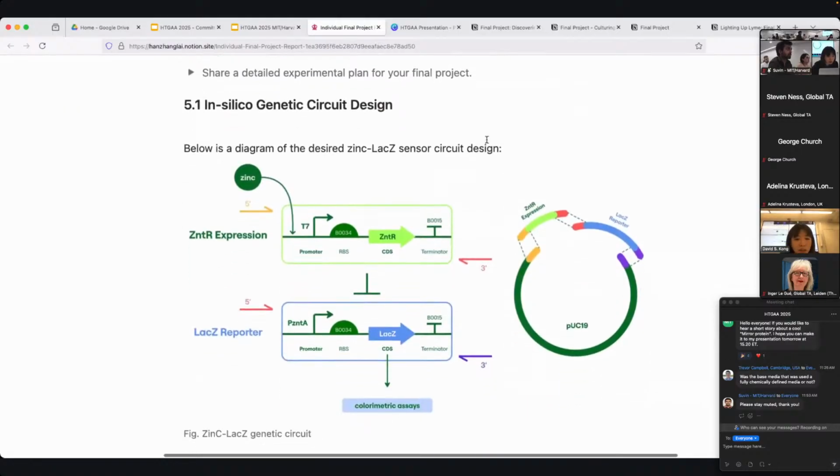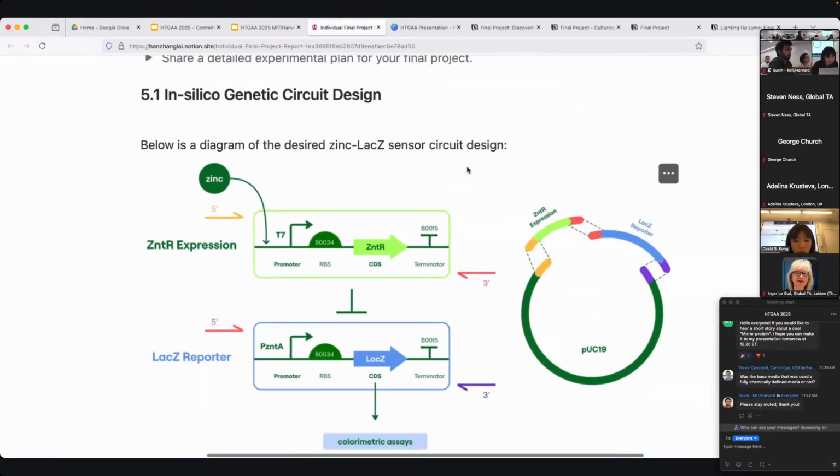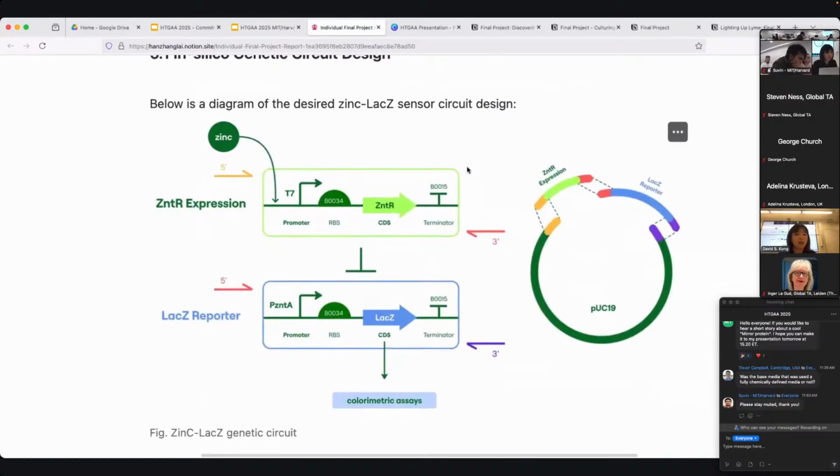So for the experimental design, this is the diagram I made for the basic zinc LacZ sensor circuit I have. It's a three-part circuit. This part uses ZntR to respond to zinc, and then it will give the signal to the LacZ reporter that will provide colorimetric assays. The reason I chose LacZ is because it's trickier to work with than GFP, for example, but it has the ability to be visible in real life, instead of under UV lights.